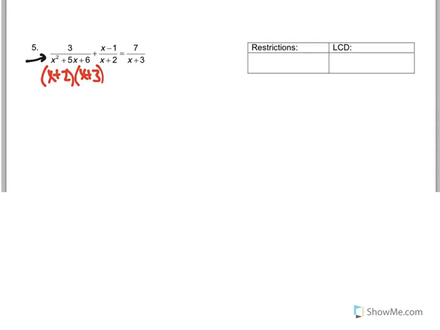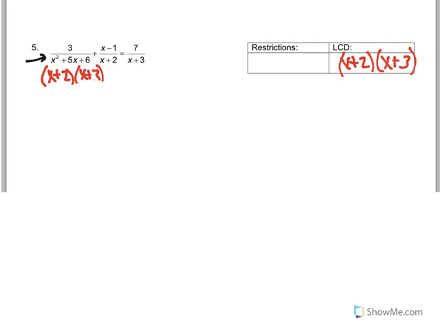So notice, as far as my least common denominator, the first fraction has x plus 2 and an x plus 3. My second fraction has an x plus 2. My third fraction has an x plus 3. So my common denominator is actually going to be x plus 2 and x plus 3.